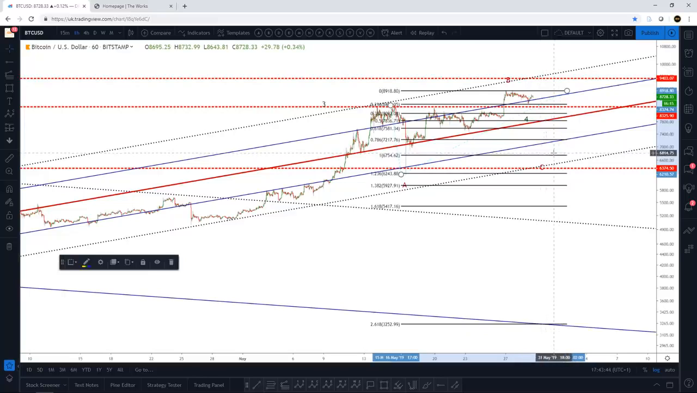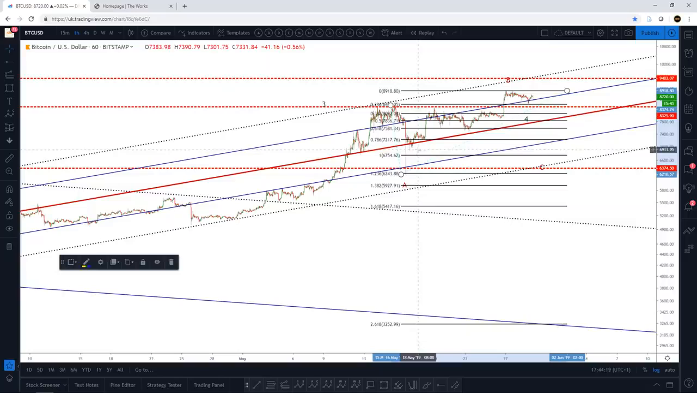It's one possibility. Or you could see an expanded flat where price comes down to the 1.382 or 1.618. However, you can see those levels come down to 5,900 and 5,400. And for me, that seems a little bit excessive, considering the fact that price shot up dramatically from this point here around 6,200. It would take a hell of a lot of energy to break this low, in my opinion. So for that reason, if we do come lower, I expect it to be more of a running flat rather than an expanded flat.